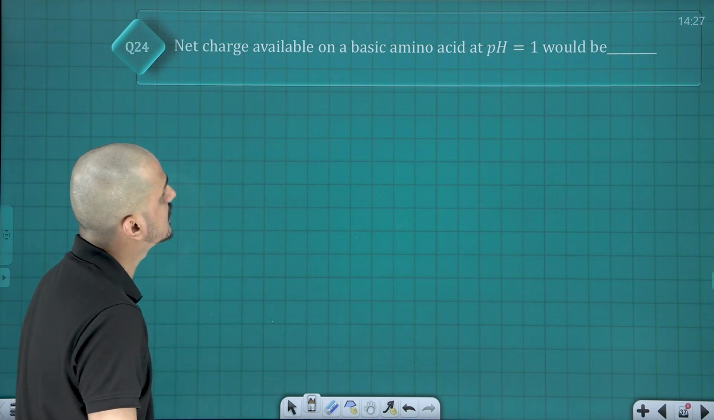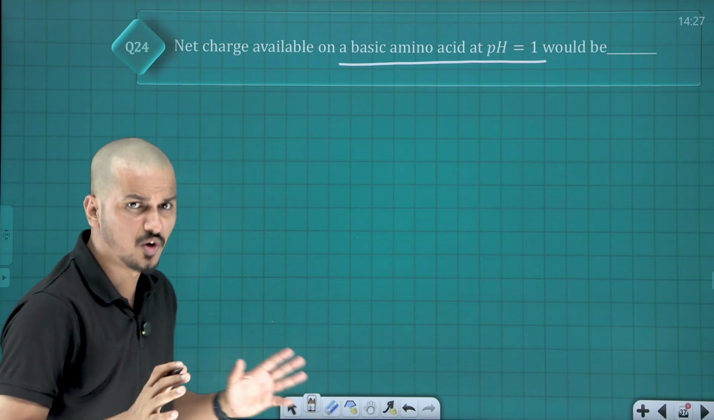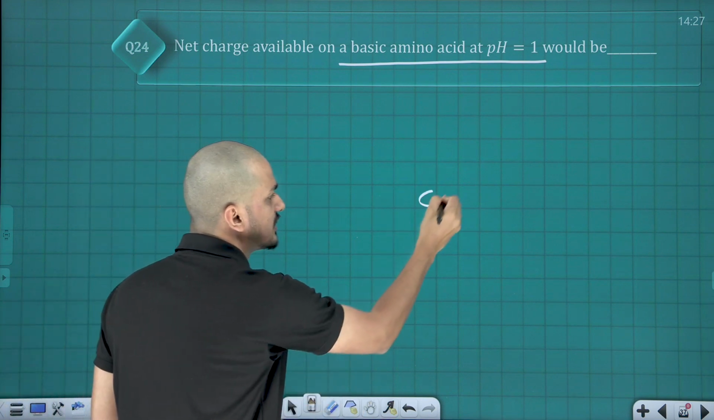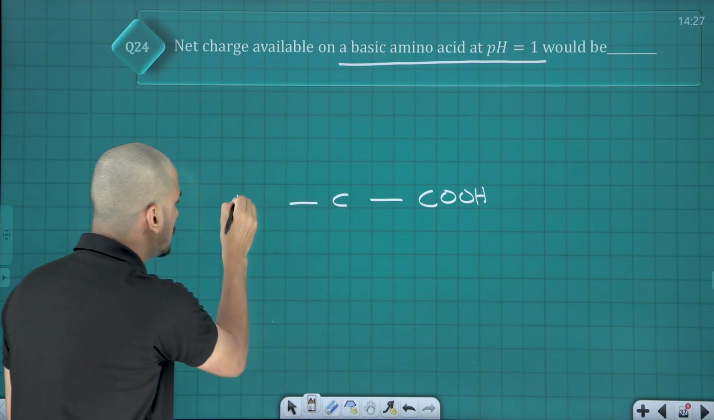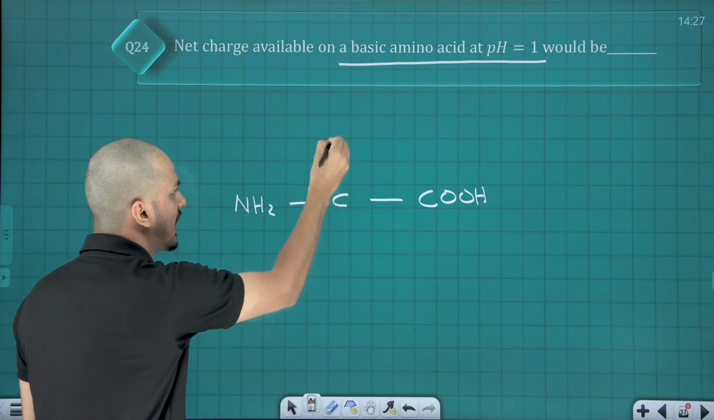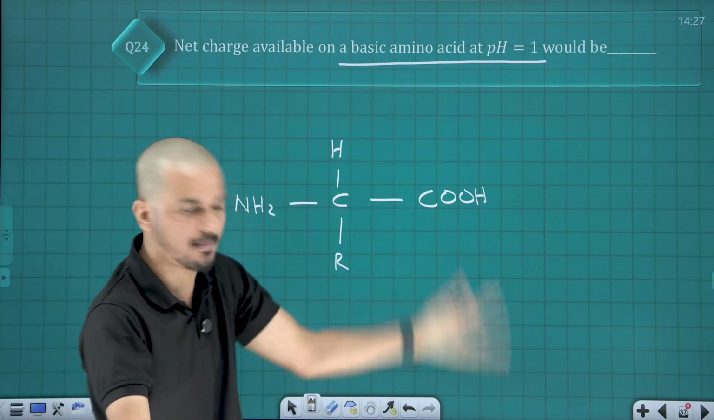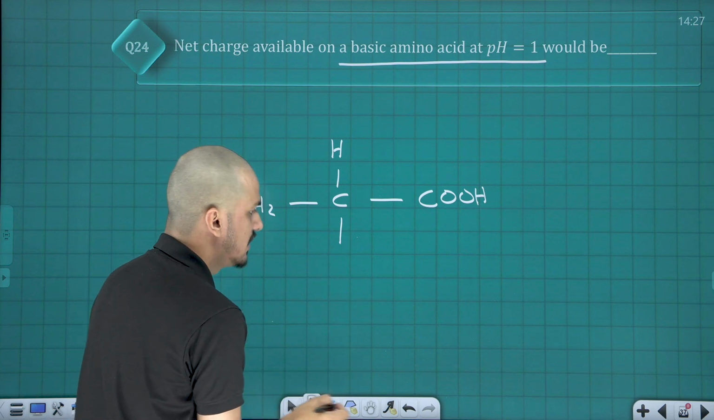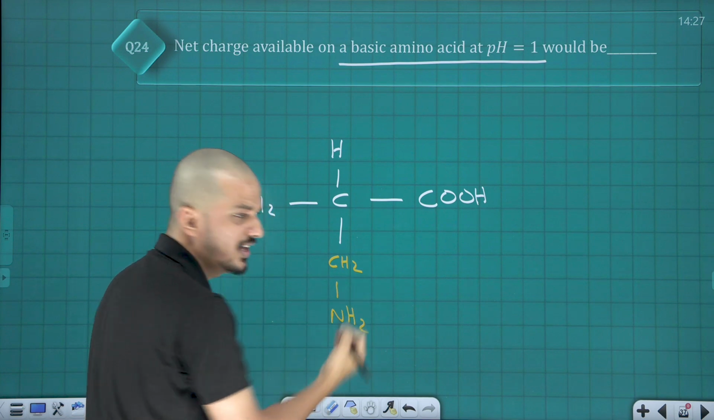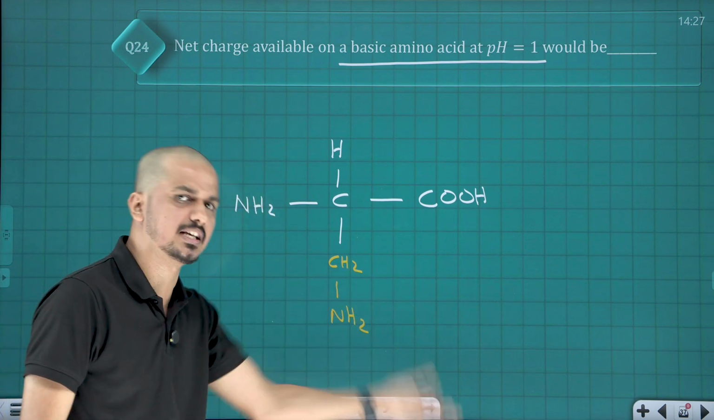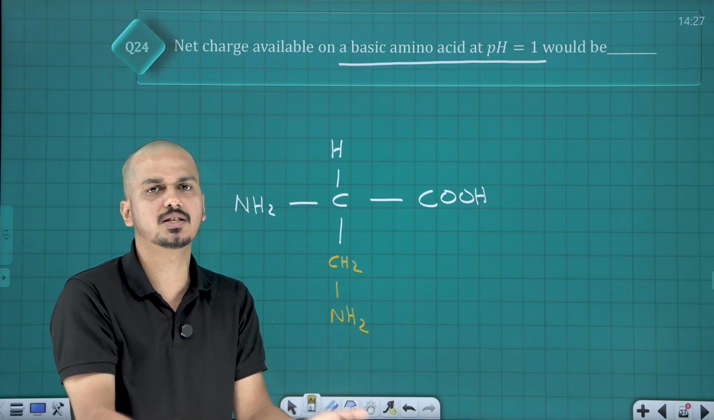This is the next question: the net charge available on a basic amino acid at pH equal to 1 would be. We know amino acid means what? An acid group will be there, connected with a carbon. That carbon should contain one NH2 group, and here H, and here one R group will be there. They are telling it is a basic amino acid. Basic amino acid means that instead of this R, I am writing CH2NH2. Why? Because more number of NH2 means basic amino acid. More number of COOH means acidic amino acid. Both equal means neutral amino acid.